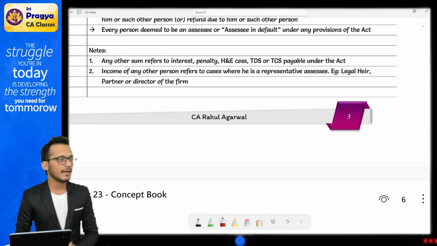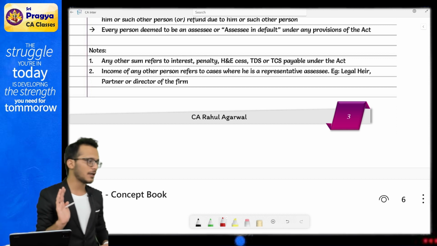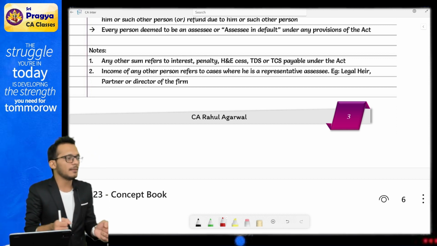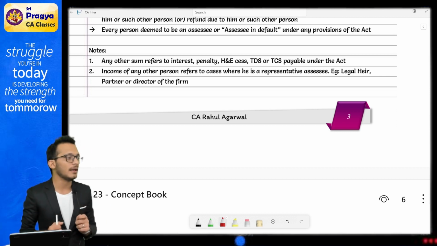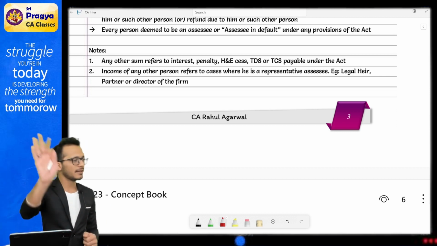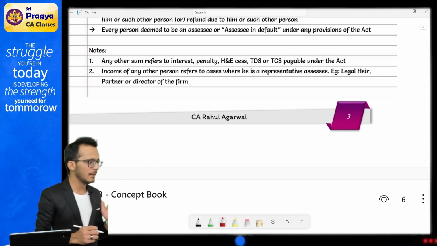If you are an assessee, you will also have another friend called the assessing officer. You both will play a game called assessment, where you will come and tell what your income is, he will come and tell some other income, and you will go and fight about it. That will happen in an assessment.